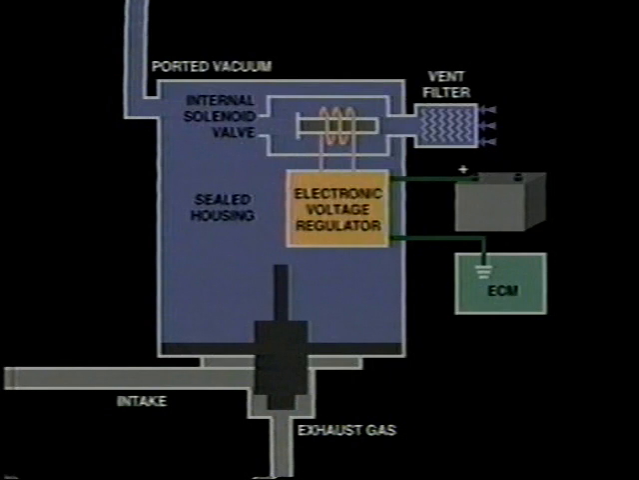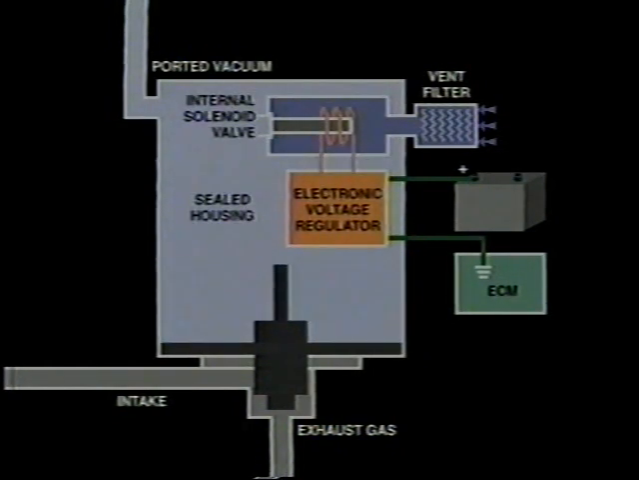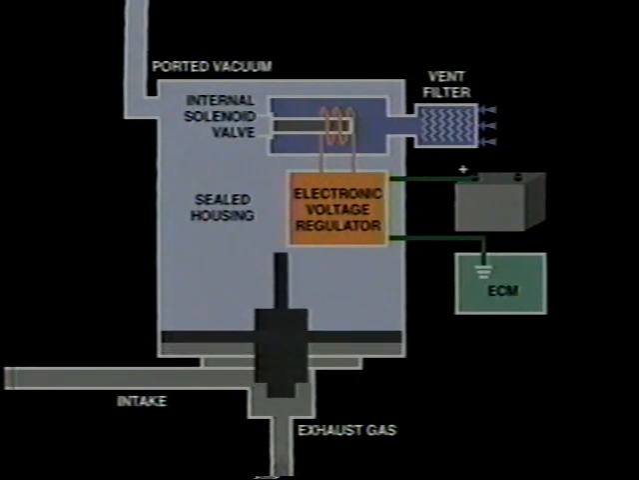This pulse width modulated signal turns on and off many times per second. When the ECM is not commanding the internal solenoid on, the solenoid remains open, venting the EGR's internal vacuum to the atmosphere. On the other hand, when the ECM commands the internal solenoid on, the solenoid closes and the amount of vacuum applied to the EGR diaphragm is increased, raising the EGR valve farther off its seat.